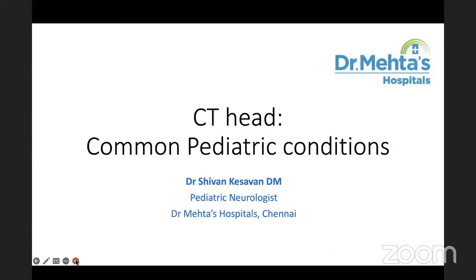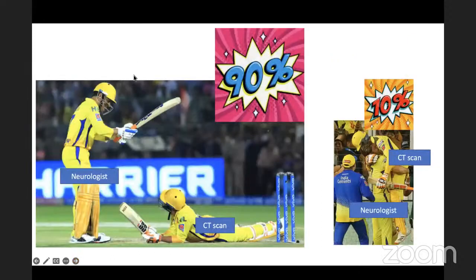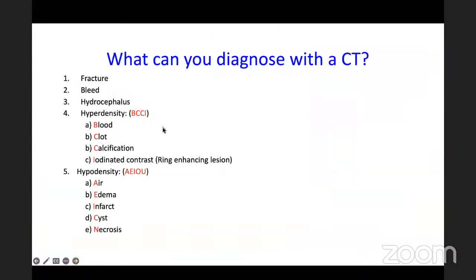I'll just continue. So this slide just shows that CT scan is in the MRI era. It's not very helpful in making most of the diagnoses, but in those patients where the CT scan is helpful, it's really helpful. Those are the cases I'm going to discuss tonight. So what can you diagnose with a CT scan? In acute conditions, especially traumatic brain conditions, including fracture, bleed, hydrocephalus, the CT scan is more than enough in making a diagnosis. In most patients, you need not have any other imaging modality apart from this.